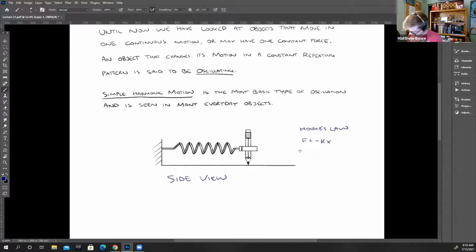Let me also add in here the equation for frequency in case we have forgotten. So I'll just put it right here, f. So this is frequency.